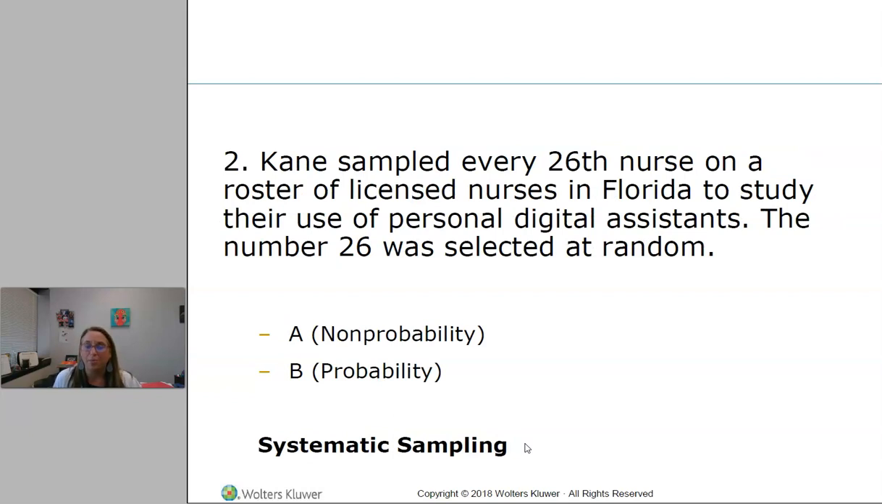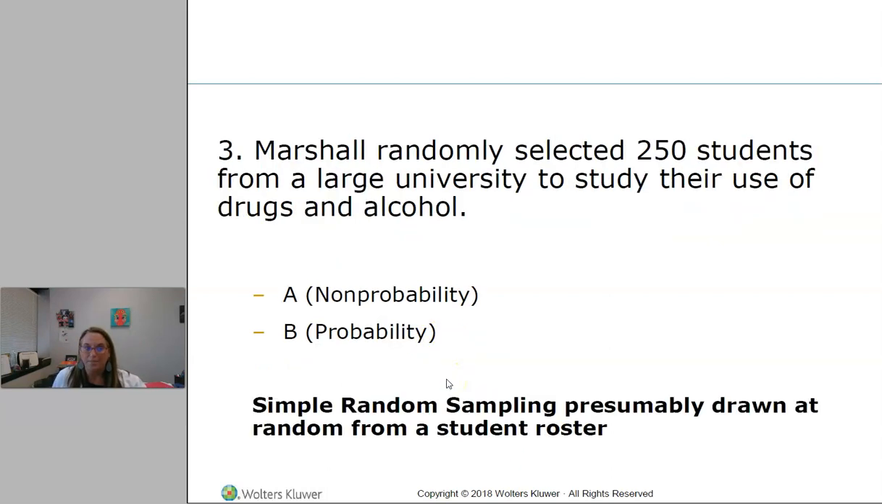Okay, so Kane sampled every 26th nurse on a roster of those nurses in Florida to study their use of personal digital assistants. And the number 26 was selected at random. So that's systematic sampling, where you have the list of all Florida nurses and you pick one number, 26. And then you move from there and find every 26th person, which means it's probability sampling or random.